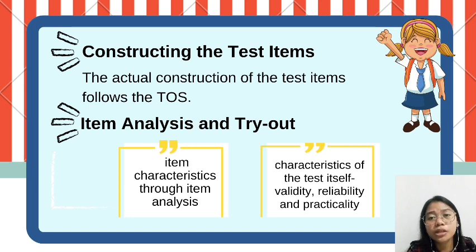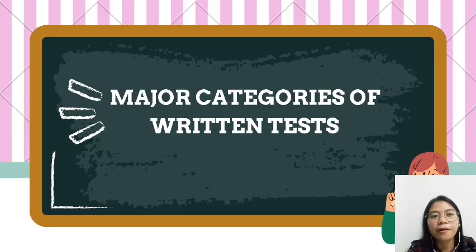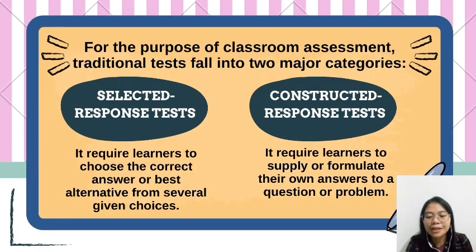So now, let's proceed with the major characteristics of written tests. For the purpose of classroom assessment, traditional tests fall into two major categories. The first one is the selected response test, and the other one is the constructed response test. Selected response items ask students to select the correct answer from a list of options included in the item.